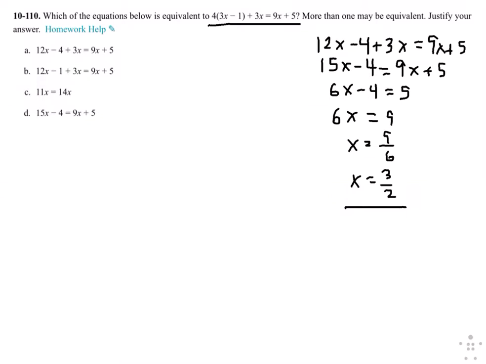Now, a couple ways I could do it. I could substitute 3 halves into all these equations, or I could just solve them. Let's just solve them, right?